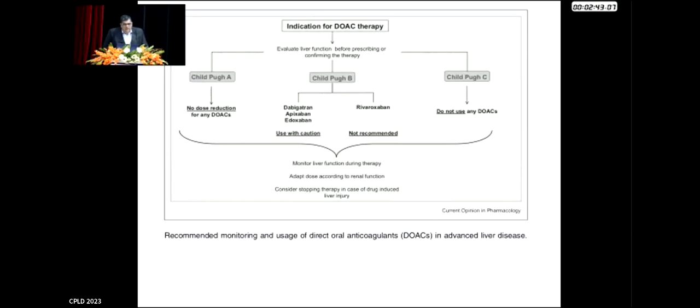So if you look at the recommendation for DOAC therapy, for Child-Pugh A, no dose reduction for any DOACs. For Child-Pugh B, dabigatran and apixaban can be used with caution. Rivaroxaban is not recommended in Child-Pugh B. And Child-Pugh C, do not use any DOACs.